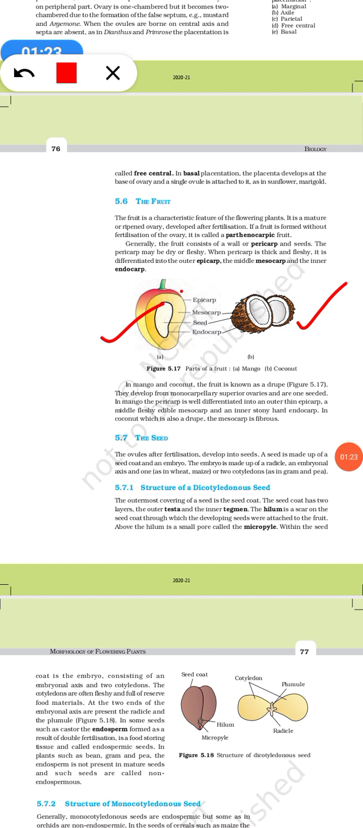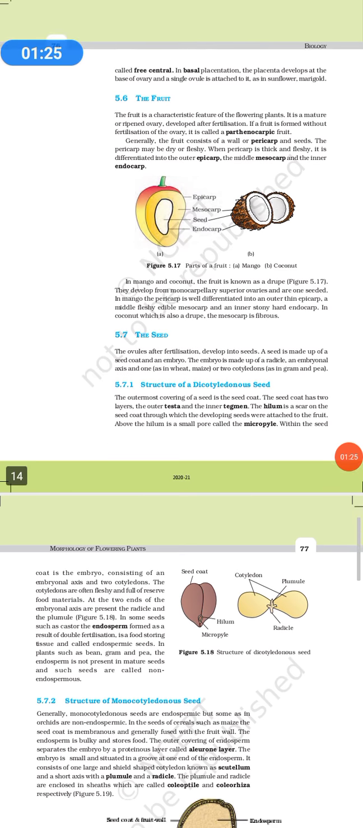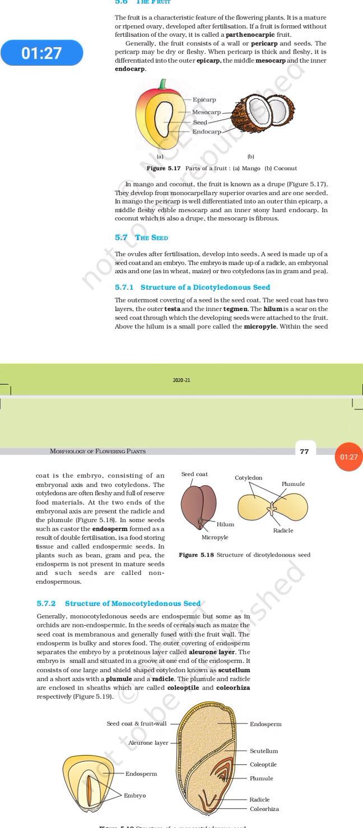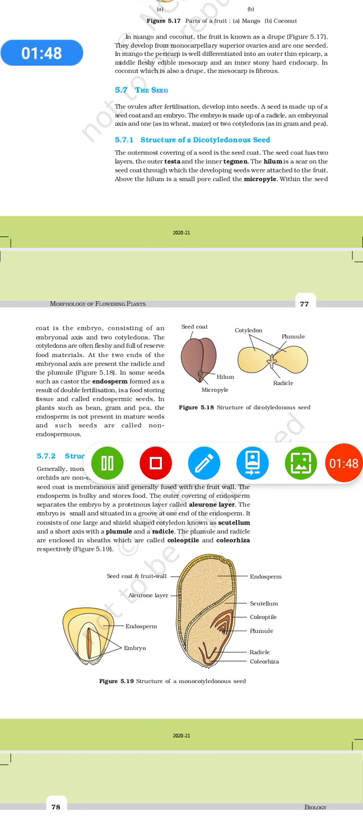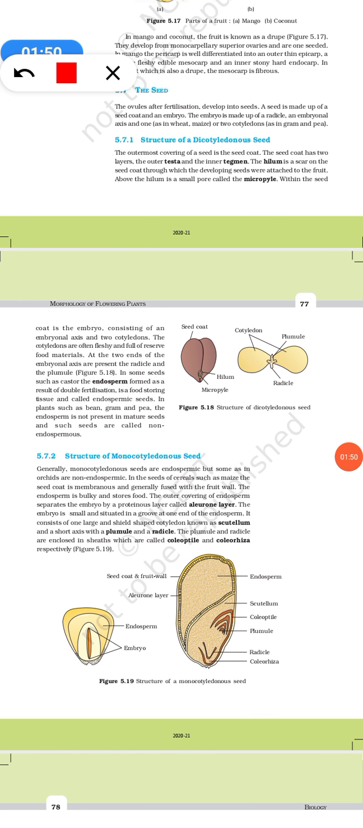Next, coming to talking about the seeds. I have fused both of these together, fruits and the seeds. Basically we have two kinds of seeds based on the number of cotyledons. The cotyledon is the fleshy material that we see in the seed. The seed can be monocotyledonous as well as dicotyledonous. If it has a single cotyledon, it is monocotyledonous, and if it has two cotyledons, it is dicotyledonous.